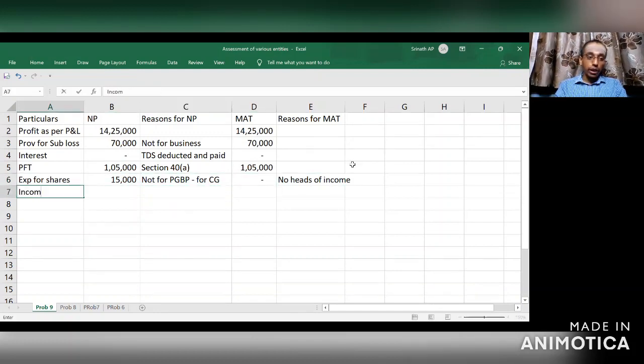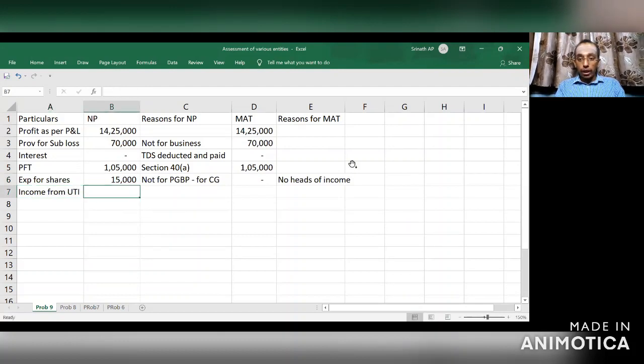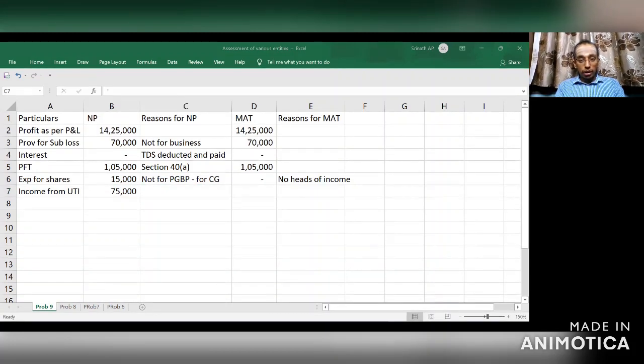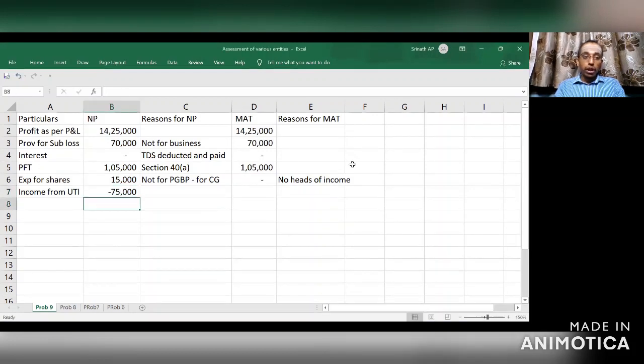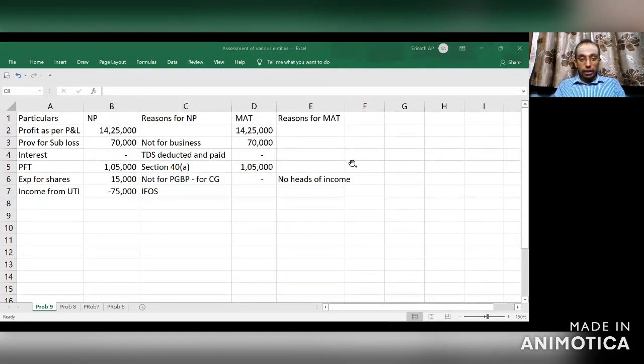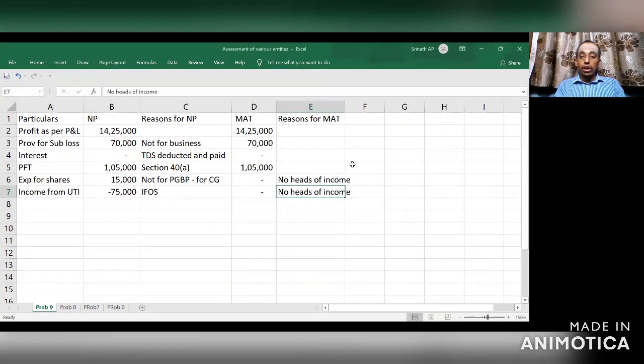Then income from UTI, amounting to 75,000. Income from UTI is to be reduced. The reason: taxable as income from other sources. UTI income is like a dividend income, taxable as income from other sources. In MAT, there are no heads of income.